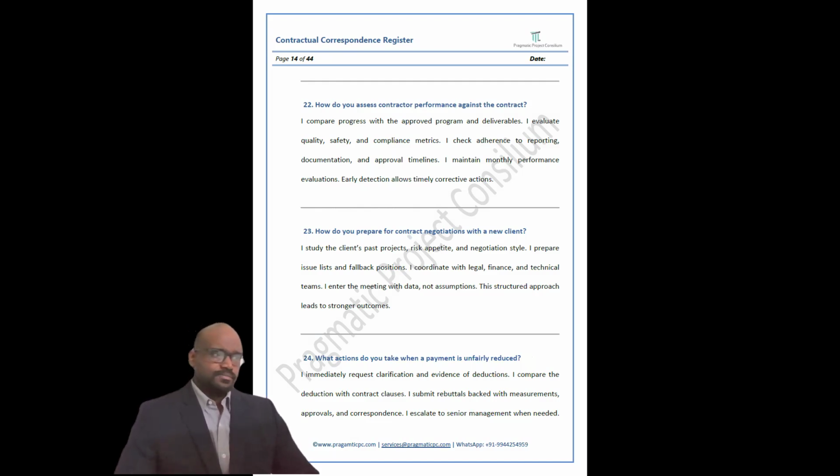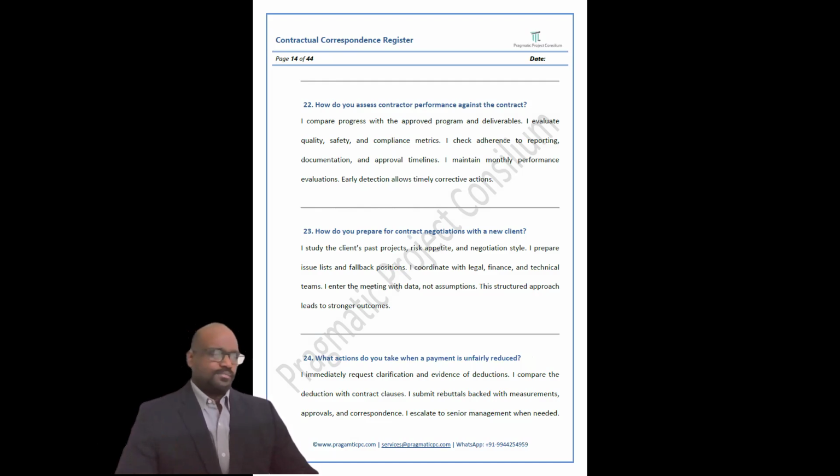Try to convince them, and always take advice from the legal, finance and technical teams. Don't enter a meeting just with assumptions, and that will be the main flaw in negotiation. Go in with clear data and facts, and have a BATNA, and go with a structured approach.